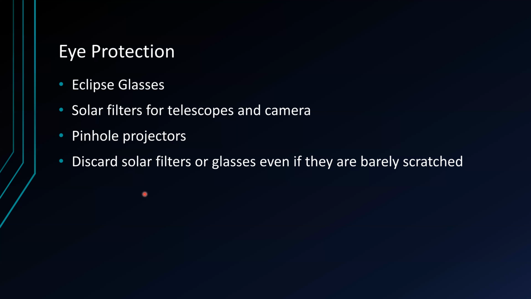And Thousand Oaks Optical also sells high quality solar filters for telescopes and for cameras. If you're looking for something a little less direct, you can also use what's known as a pinhole projector, which is simply a hole punctured through a piece of paper or cardboard, where you will see the inverse projection, hence its name.